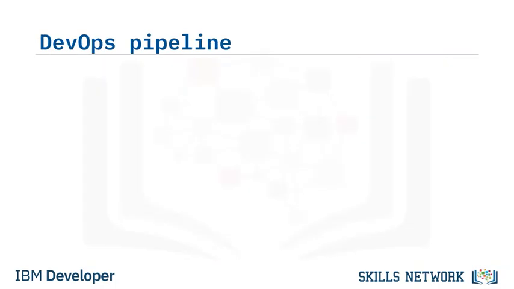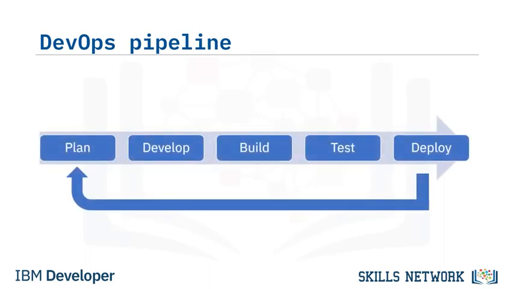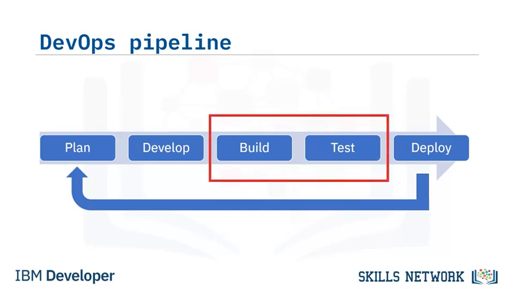It's also important to understand where CI/CD sits in terms of the DevOps pipeline. The DevOps pipeline consists of plan, develop, build, test, and deploy phases. And so when we talk about CI/CD, we're in the build and test phases of the DevOps pipeline.